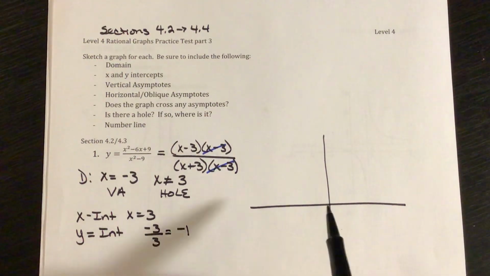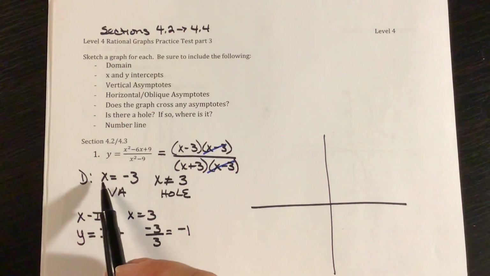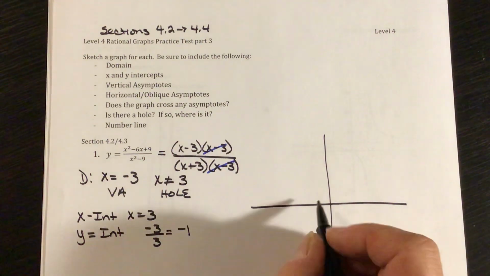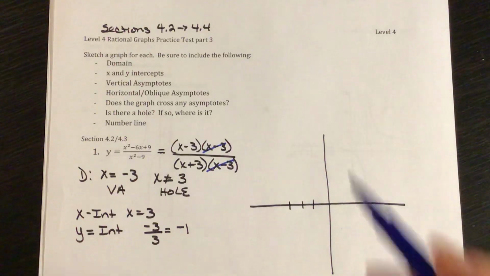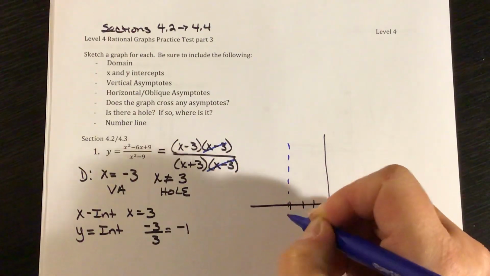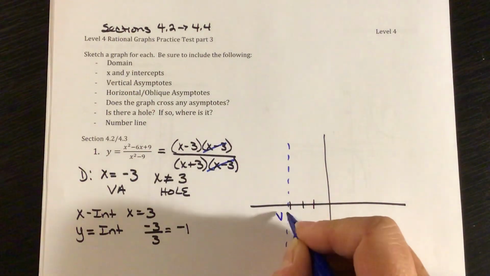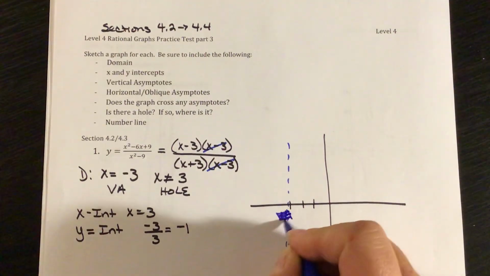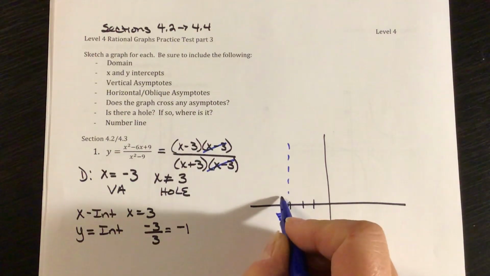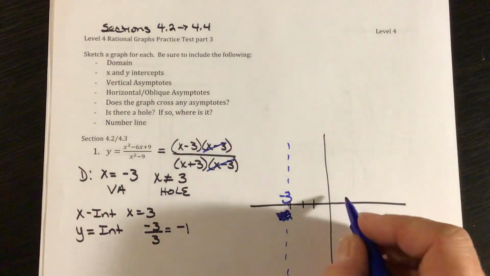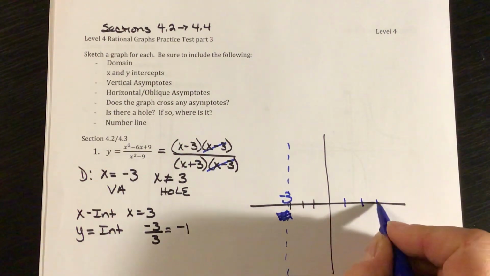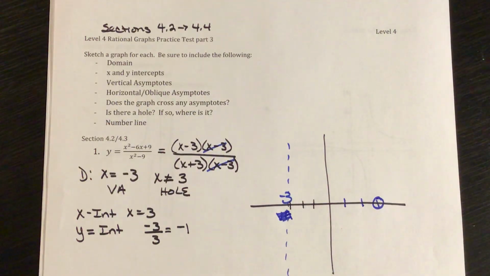So I'm going to start making our graph here. So we know we have a vertical asymptote at -3, and sketch that in here. So that's a vertical asymptote. Oops, I don't need to label that, but it is at -3, and I know that I'm going to have a hole at +3, and I'm just going to write a hole there.